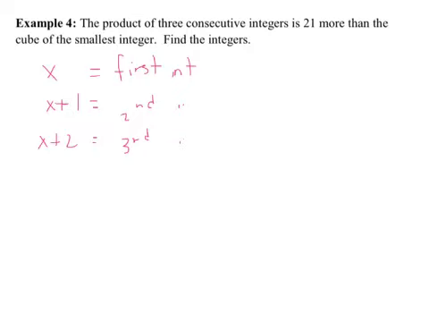The product of 3 consecutive integers. Translate, please. x times x plus 1, times x plus 2. Keep going, 21 more. 21 more than the cube of x. Good, more than, say plus, right? 21 more than the cube of x, the smallest integer. x is the smallest integer.